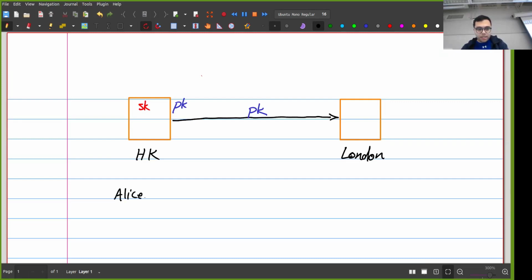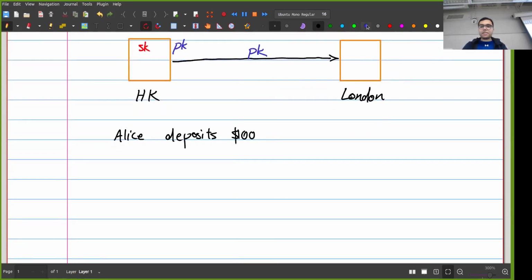So say Alice deposits $100. Here's what the Hong Kong branch is going to do. They're going to create a receipt. And this receipt is basically just a string that says Alice deposited $100. Okay, so I can take this whole thing and I can say this is the receipt. Let's call it R. This is my receipt. Now, what's the Hong Kong branch to do? They're going to just take the hash of this receipt and they're going to sign it.